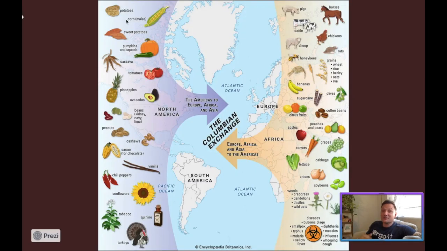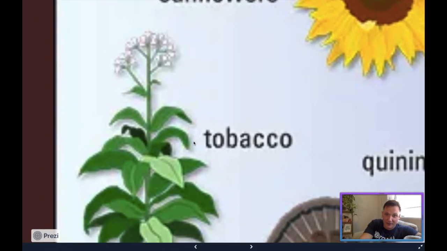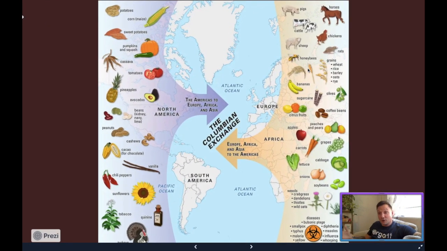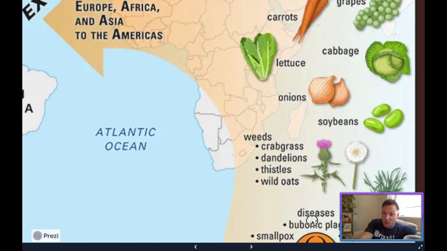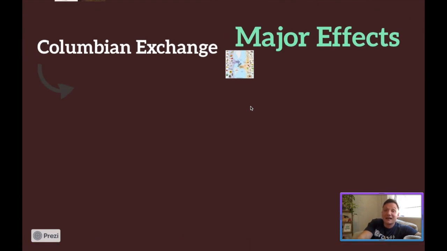So the thing about it, though, is you've got potatoes, corn, sweet potatoes, squash, pumpkins, turkeys, peanuts, cashews, cacao for chocolate, and all these other different items, and especially a major cash crop, tobacco, which we'll talk about in a little bit, that is going to make its way over to Europe. And then from Europe, you're going to see the transportation of things like honeybees, rats, grains, wheat, sugarcane, olives, cabbage, onions, and of course, most importantly, disease going over to the other side of the world. That is the Columbian Exchange.